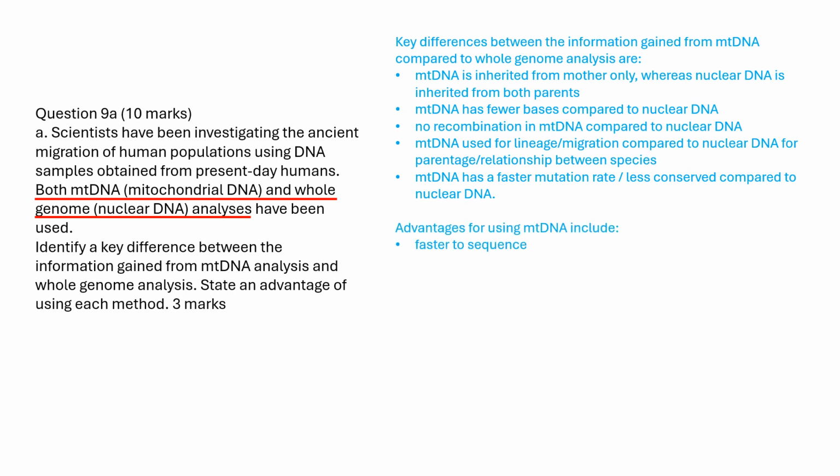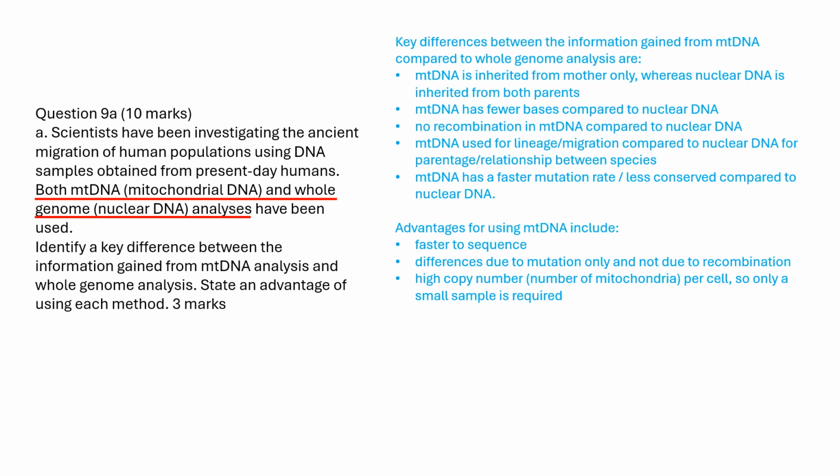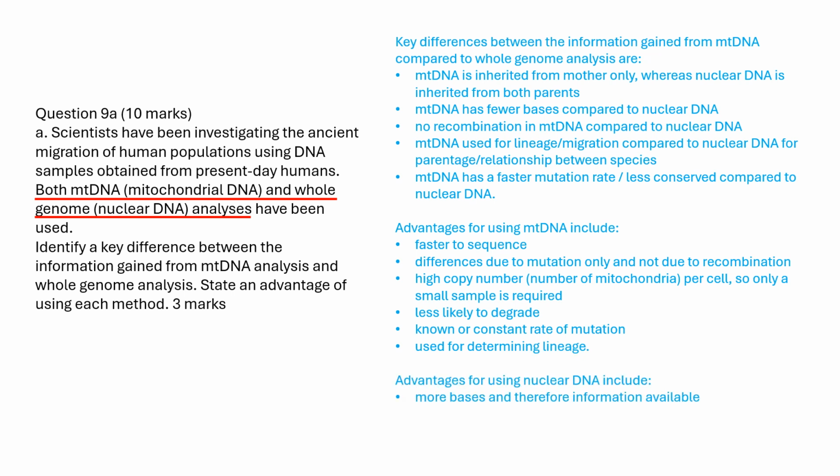Advantages of using mtDNA include faster to sequence, differences due to mutation only and not due to recombination, high copy number of mitochondria per cell, so only a small sample is required and less likely to degrade, known or constant rate of mutation, used for determining lineage. The advantages of using nuclear DNA include more bases and therefore information available. DNA from both parents can determine if interbreeding occurred. Presence of introns can reveal more inherited mutations.